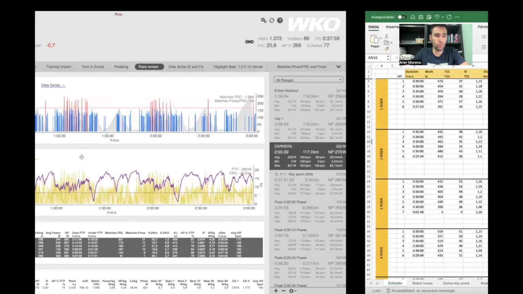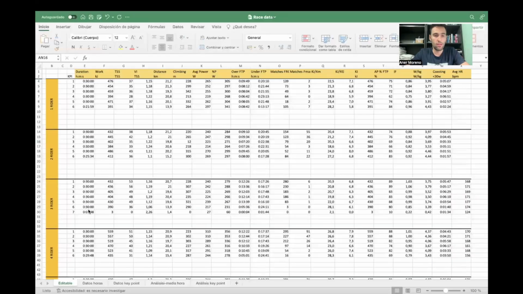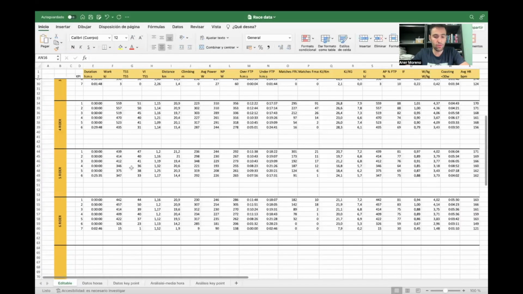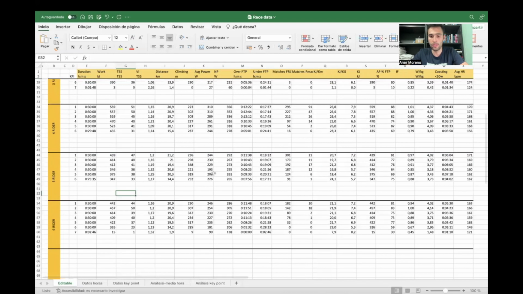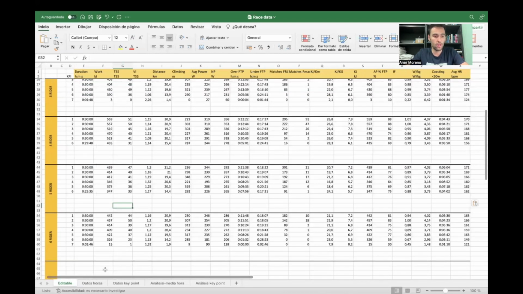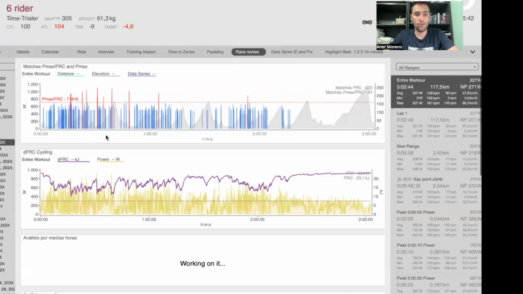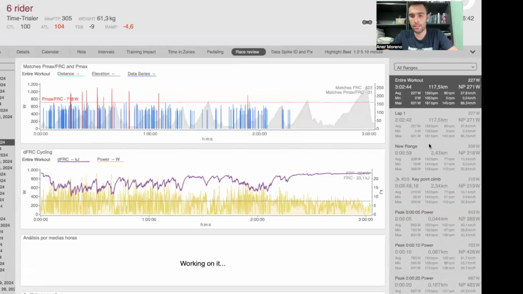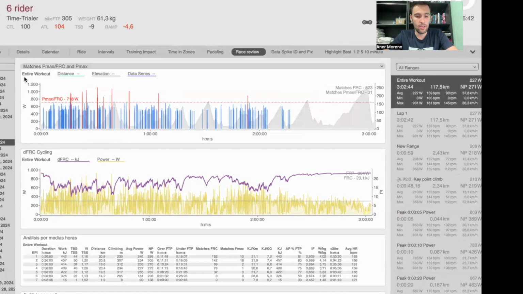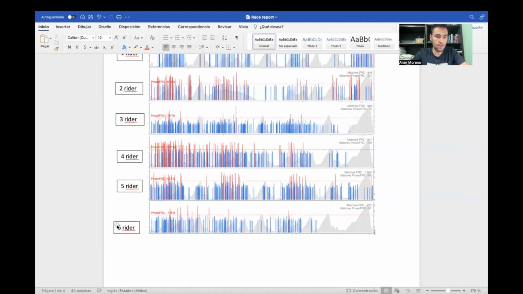And this was rider 5. This data was wrong. Okay, now it should be okay. So rider 6, we are going to do the same with rider 6. Screenshot here and paste here.